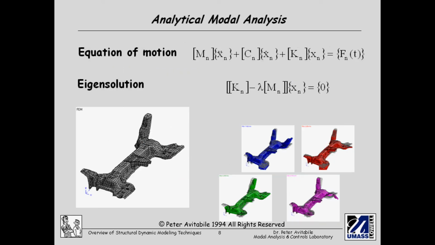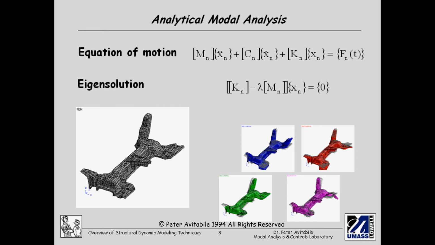Now when we make analytical models, what we're really doing is we're taking a distribution of mass and stiffness, we're approximating that mass and stiffness, and most times we're using finite element models to do this. And then we do a solution scheme called an eigensolution to find the eigenvalues and eigenvectors. In other words, the characteristic frequencies and the characteristic mode shapes. So in this picture right here, I have the finite element model of a support structure for an engine mount.